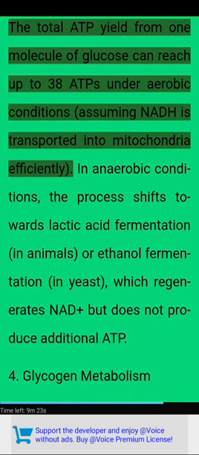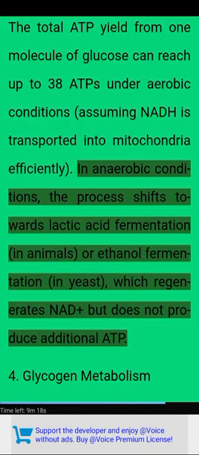The total ATP yield from one molecule of glucose can reach up to 38 ATPs under aerobic conditions, assuming NADH is transported into mitochondria efficiently. In anaerobic conditions, the process shifts towards lactic acid fermentation in animals or ethanol fermentation in yeast, which regenerates NAD+ but does not produce additional ATP.